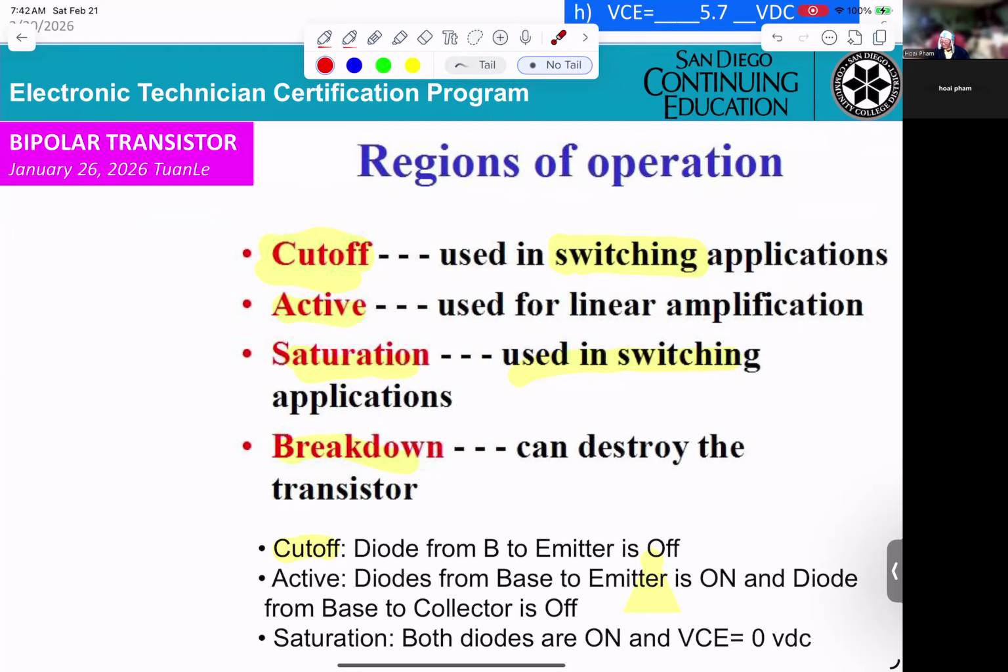You understand, cutoff means no current flow. Okay? Active means you get a current flowing. They use it for amplifier. Okay? Saturation, same thing, used for switching. Just turn it on or off. Okay? Breakdown, that means high current or voltage will destroy the transistor.